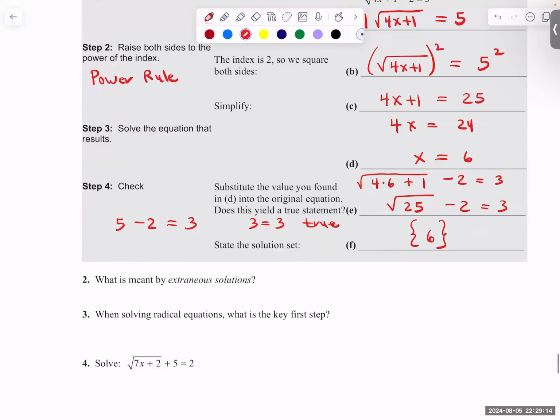Number 2, an extraneous solution would be a solution you find at the end of the process of solving, but it would not check the original statement. So an extraneous solution does not check, or let's say solve, the original equation.